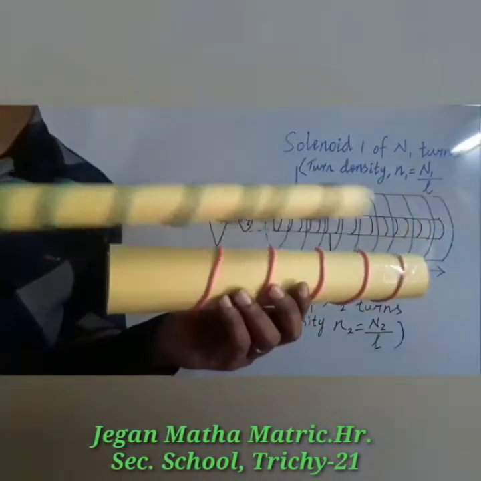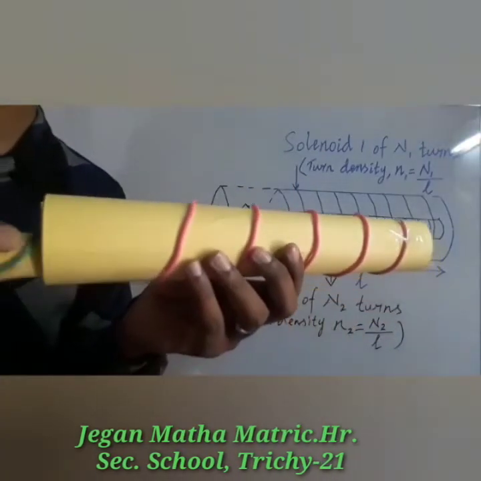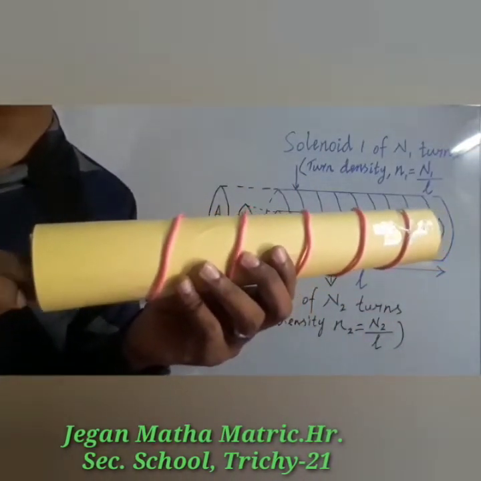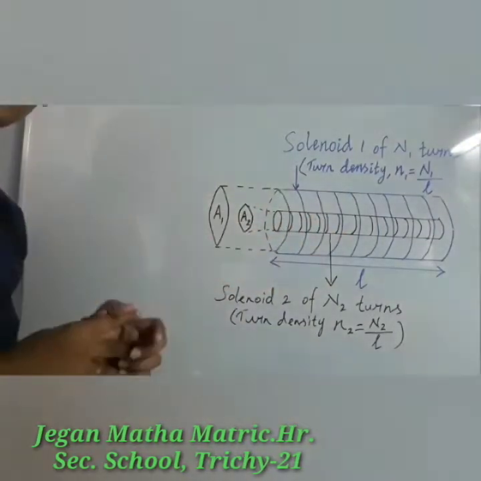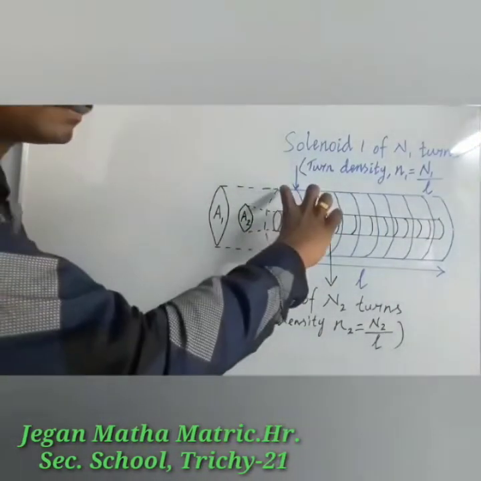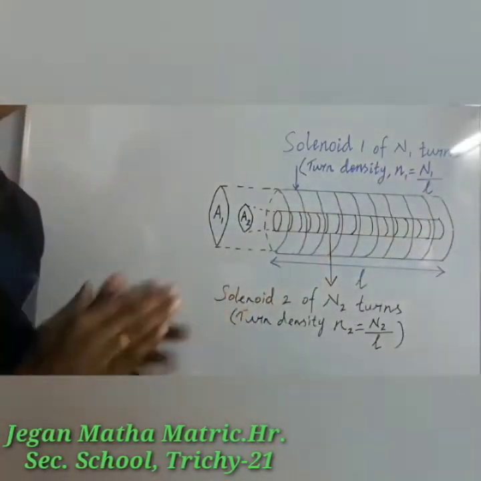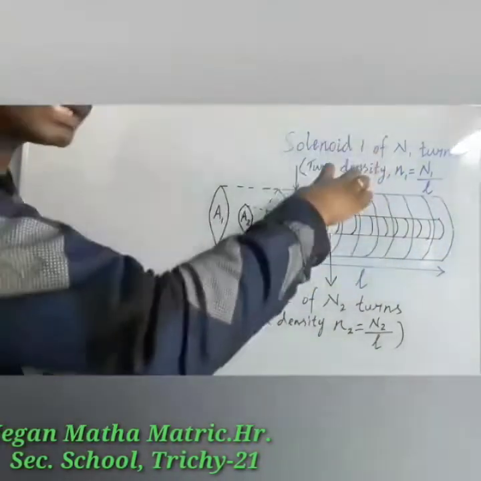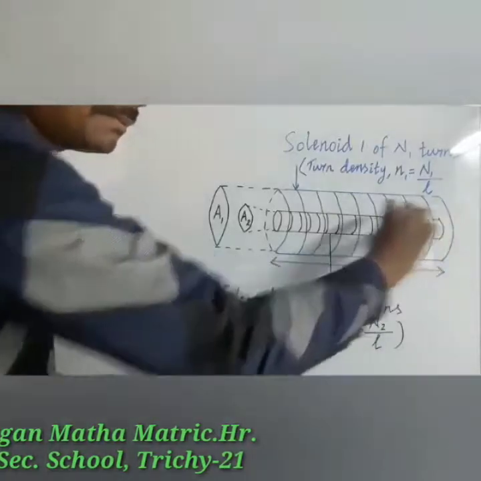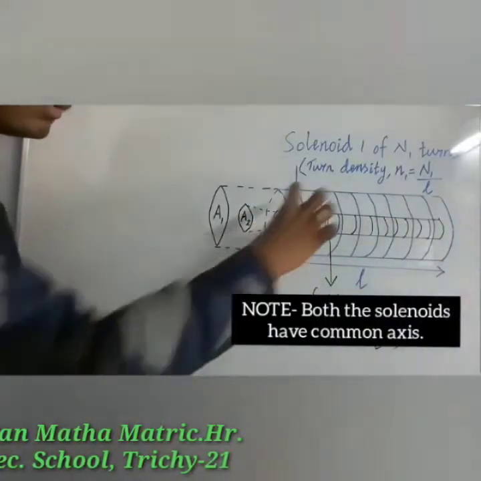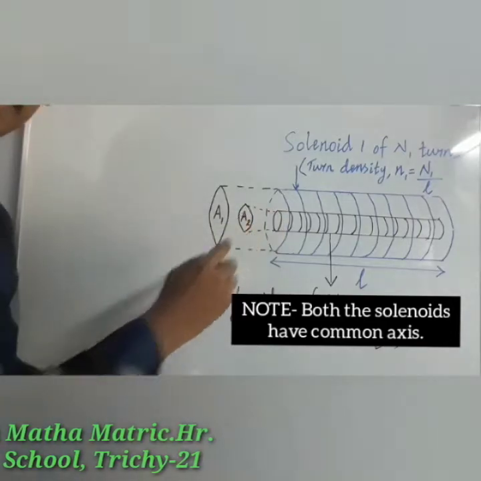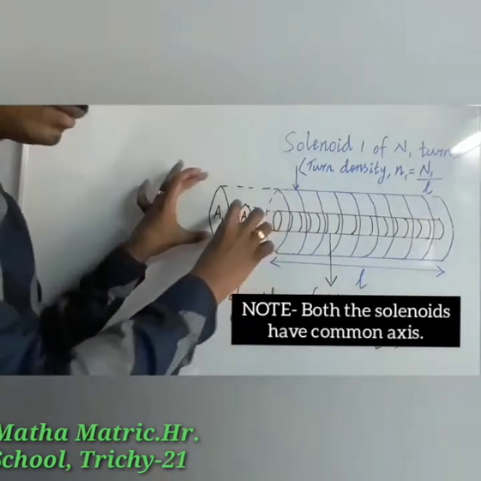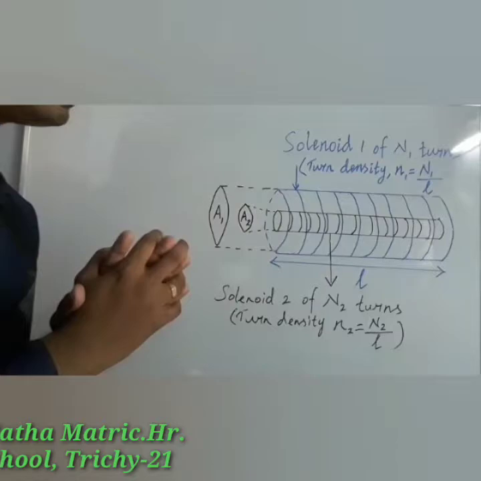The second solenoid is inserted into the first solenoid. It is given in the diagram. So here the solenoid in blue color is the first solenoid. Inside the first solenoid, the solenoid in black color is the second solenoid. The first solenoid has cross-sectional area A1 and the second solenoid has cross-sectional area A2. Comparatively, A1 is greater than A2.